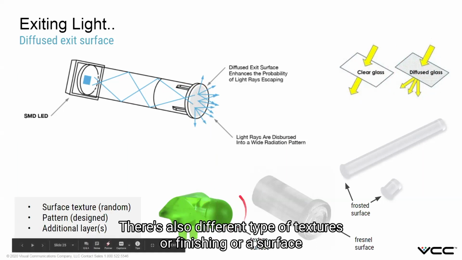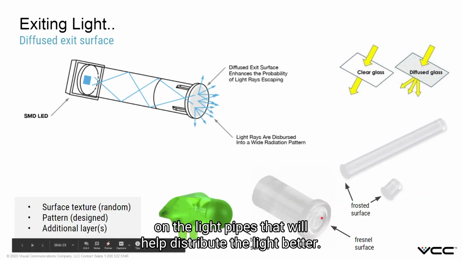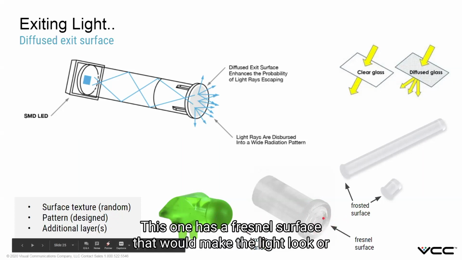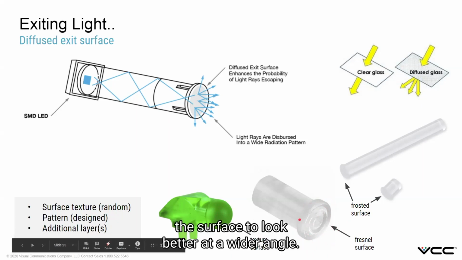There are also different types of textures or finishing or a surface on the light pipes that will help distribute the light better. This is just a plain textured surface. This one, see, has a Fresnel surface that would make the light look, or the surface look, better at a wider angle in reference to the end user.